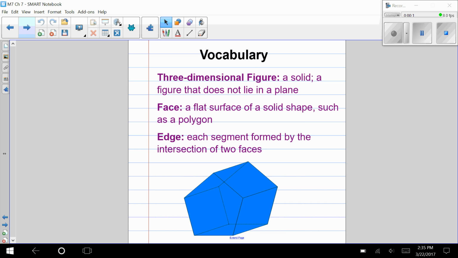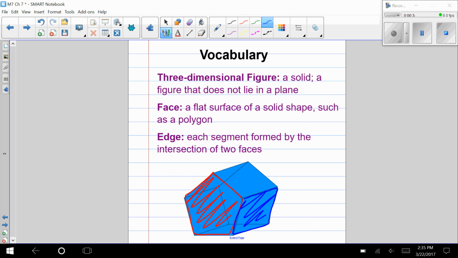Let's start with vocabulary. A three-dimensional figure is a solid. It's any figure that does not lie in a plane. A face is one of the flat surfaces of the solid shape, such as a polygon. So in this picture that I have here, this pentagon would be a face. Also, this rectangle would be a face.